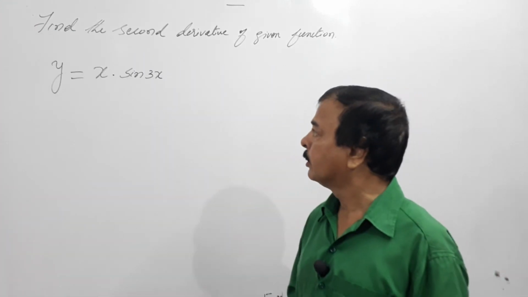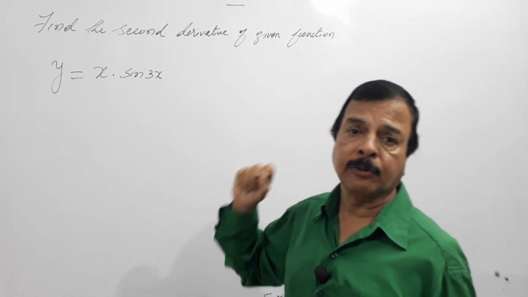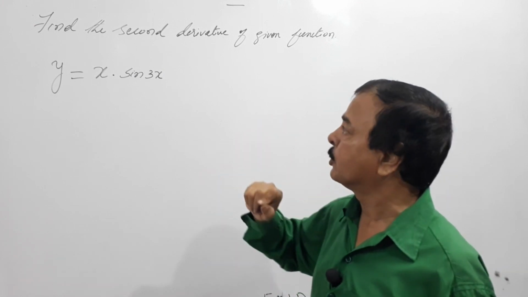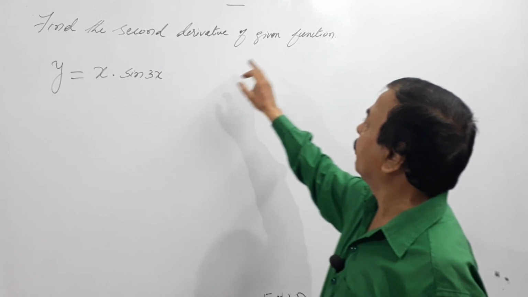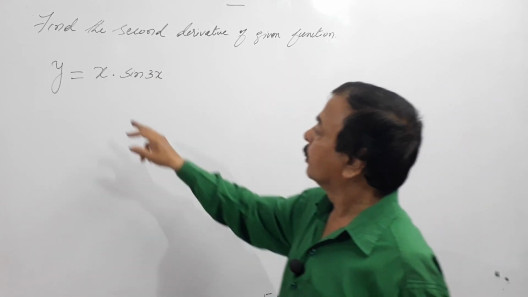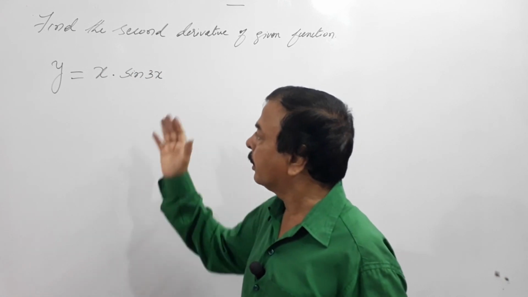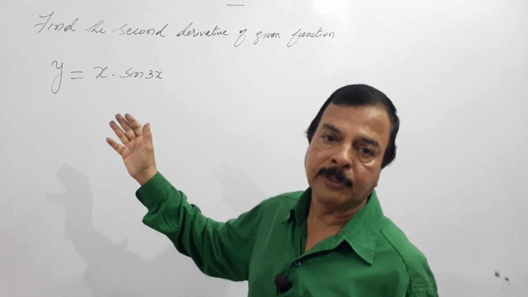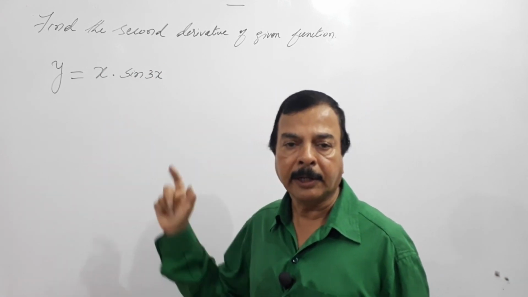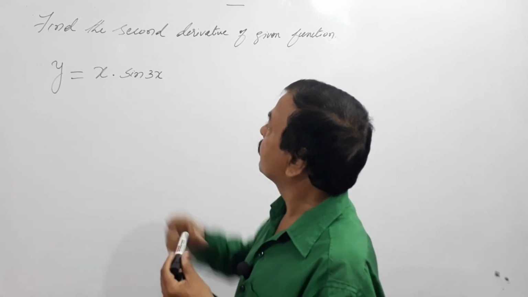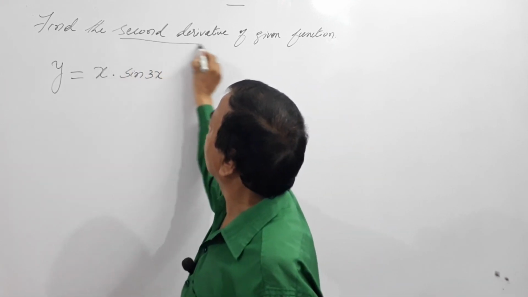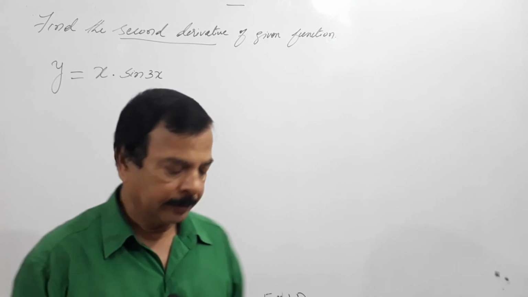So dear students, this is the way they ask you questions on successive differentiation. Find the second derivative of the given function: y equals x into sin 3x. So let's differentiate. We have to find d square y by dx square, because we are asked to find the second derivative. Let's find it.